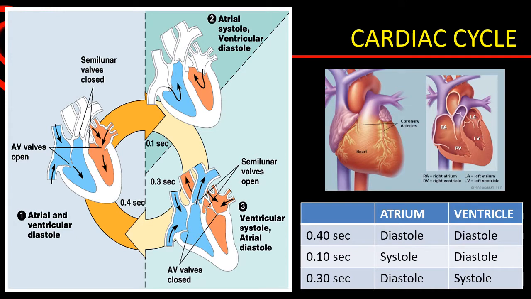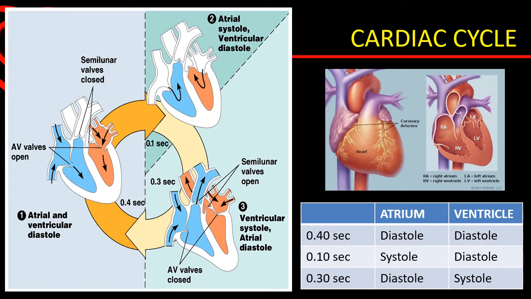There are three stages of cardiac cycle. The first phase is atrial and ventricular diastole that takes 0.4 seconds. The second phase is atrial systole that takes 0.1 seconds. And the third phase is ventricular systole that takes 0.3 seconds. During the first phase, both atria and ventricles are relaxed. During the second phase, the atria contract but the ventricles are relaxed. During the third phase, the ventricles contract but the atria are relaxed.